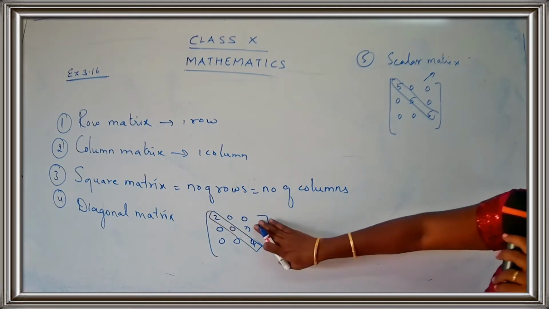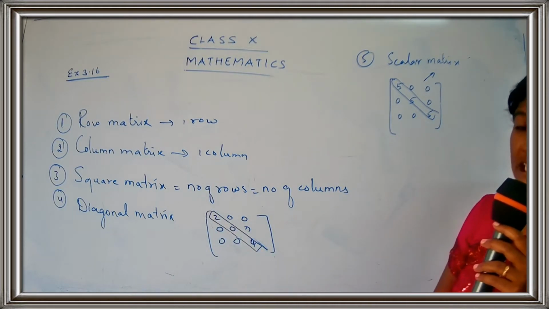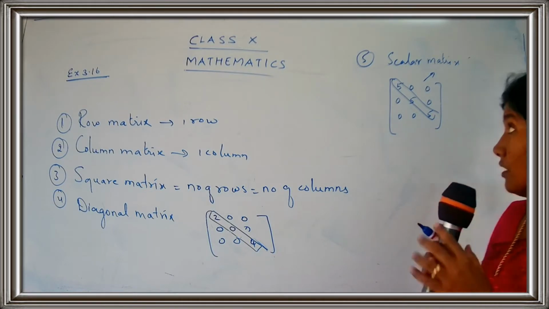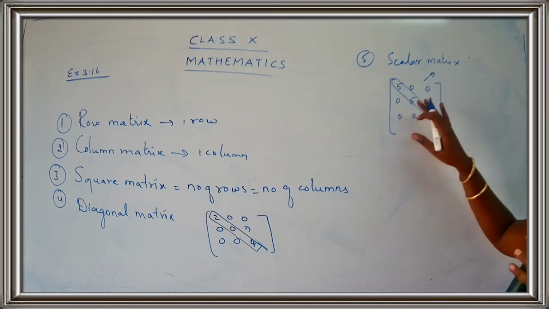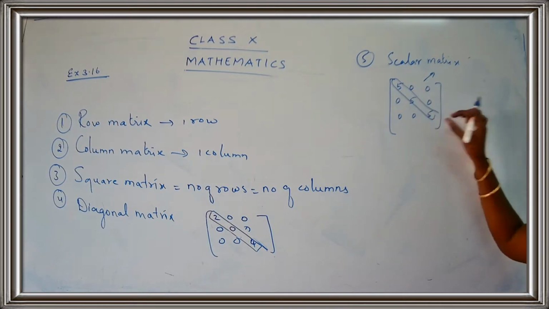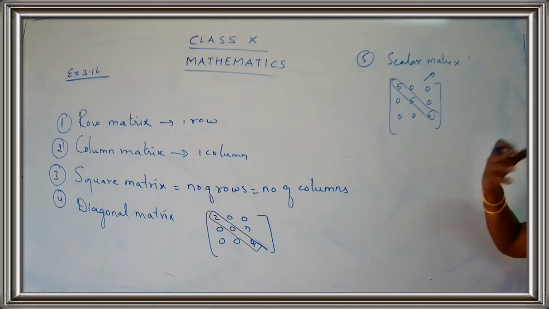For diagonal, all the other elements are 0, but you can have any numbers on the leading diagonal. It can be a number or it can be a 0. For a scalar matrix, you have to get the other elements as 0 and the leading diagonal should be the same. Remember, keep this in your mind. It should be the same. Any number, a constant number.